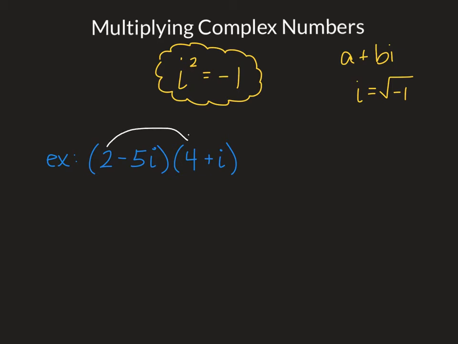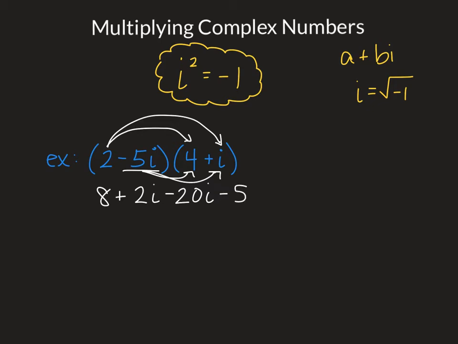So first we'll distribute the 2 through, and we'll get 8 plus 2i. Next, we'll distribute the -5i through. And yes, we are foiling. I just like to call it distributing. And we'll get minus 20i minus 5i squared when we multiply.